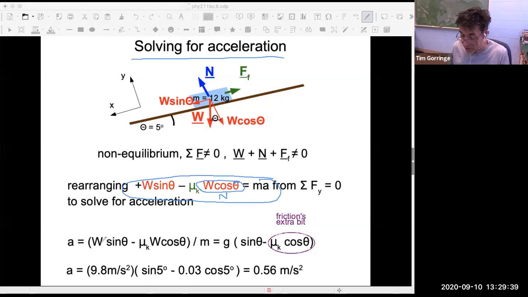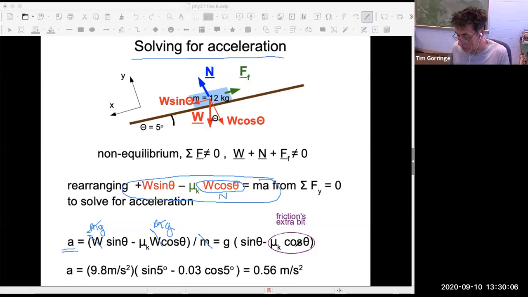And actually this is even simpler than this looks, because the weight itself, right, this is mg. This weight is mg. And so the mass in the denominator here will cancel with these masses in the numerator. And the equation that you get is simply this one here. That's the acceleration down the incline.